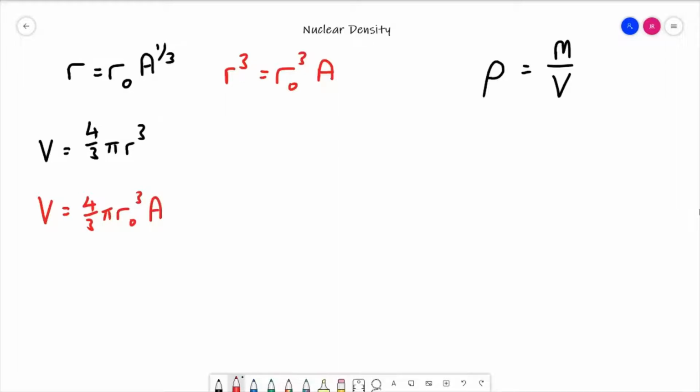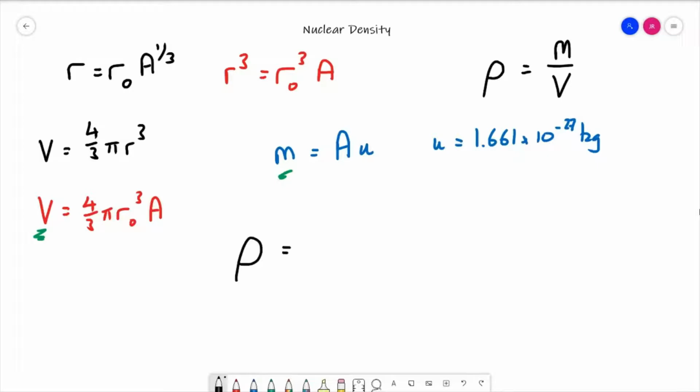Now for the mass of a nucleus, we can simply say that the mass of the nucleus is the number of nucleons, A, multiplied by u, which is the atomic mass unit. Just to remind you from year one, the atomic mass unit is 1.661 times 10 to the minus 27 of a kilogram. An atomic mass unit, of course, is a constant in its own right. What we can do then is substitute the volume equation and the mass equation into the density equation.